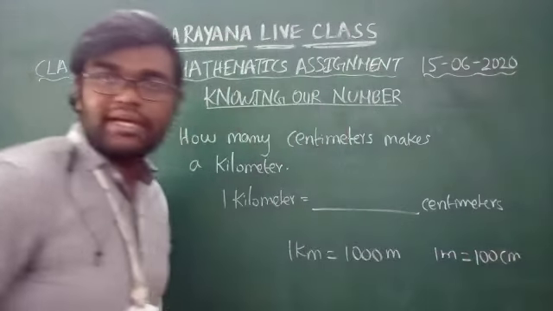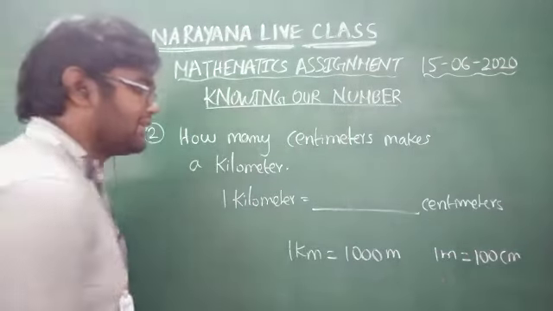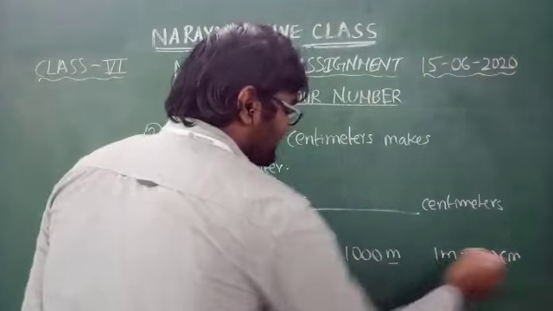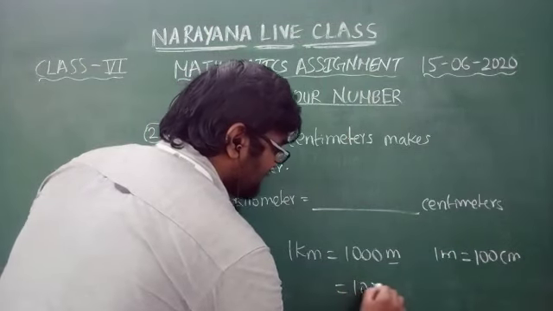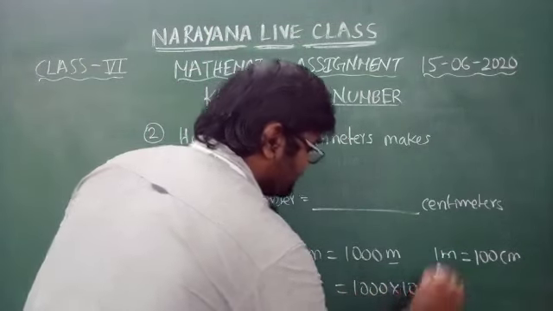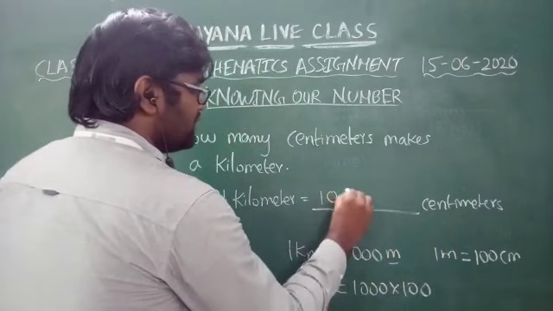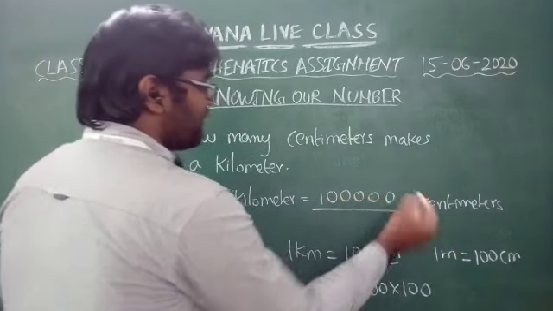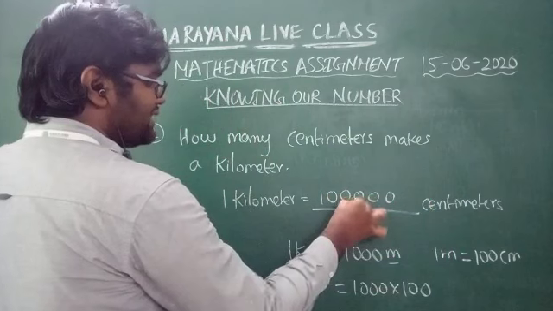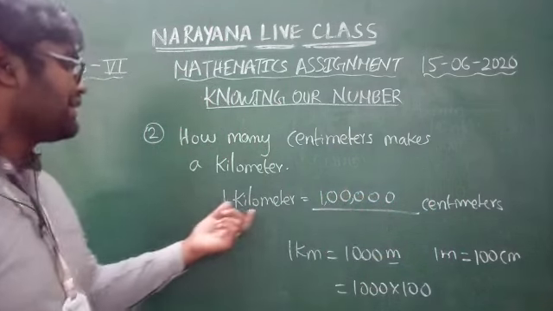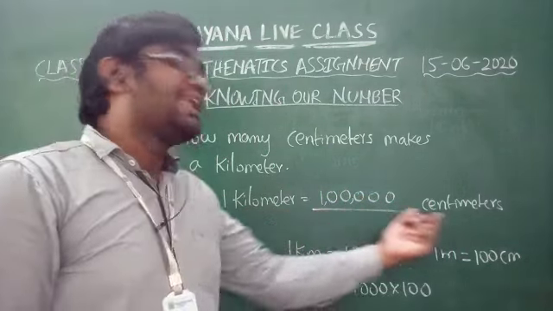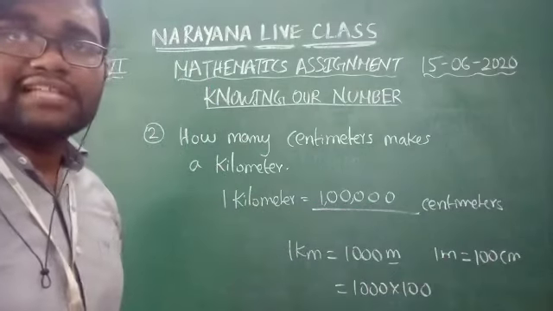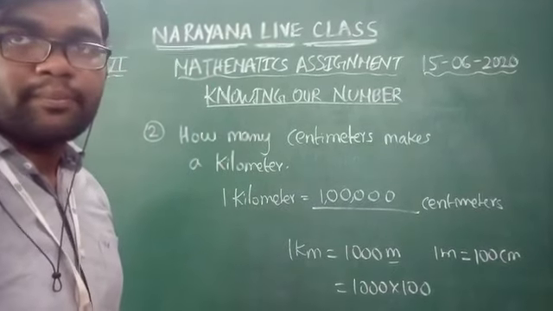1 meter is equal to 100 centimeters, I know. So in place of this meter I am replacing 100. 1000 into 100, you will get 1, 2, 3, 4, 5 zeros: ones, tens, hundreds, thousands, ten thousands. So 1 kilometer is equal to 1 lakh centimeters. This is the answer for the second problem.